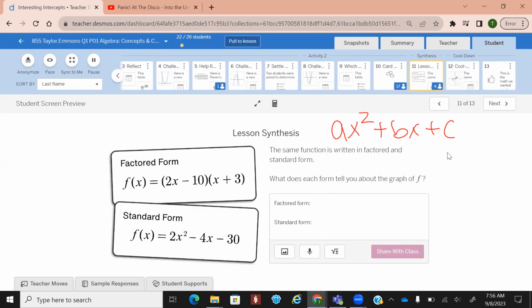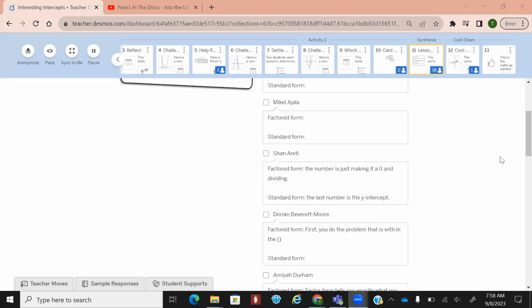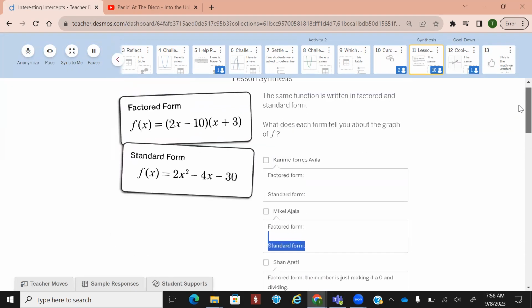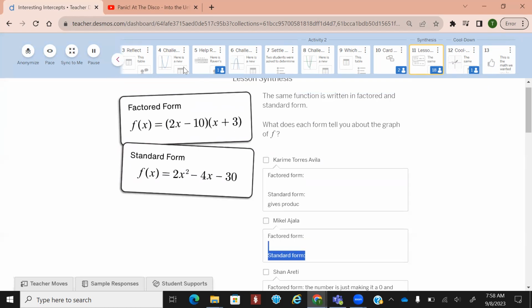What does each form tell you about the graph of f? So standard form, what can we find out from that? Factored form, what can we find out from that? Take a second, fill that out. The last number in standard form is the y-intercept. And then factored form, we can find the x-intercepts, right? So we could take those, set them equal to 0, and then solve. That's what we did at the very beginning.